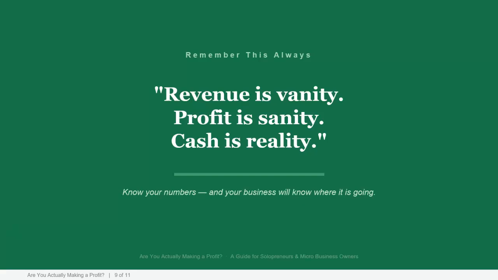Remember this always: revenue is vanity, profit is sanity, and cash is reality. I'll say it again: revenue is vanity, profit is sanity, cash is reality. Know your numbers and your business will know where it is going. As a matter of fact, know your numbers, you will know where your business is going, and you will be happy.